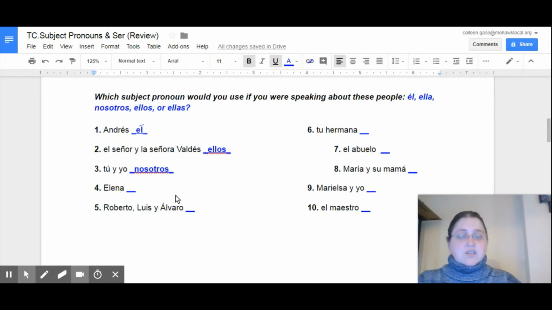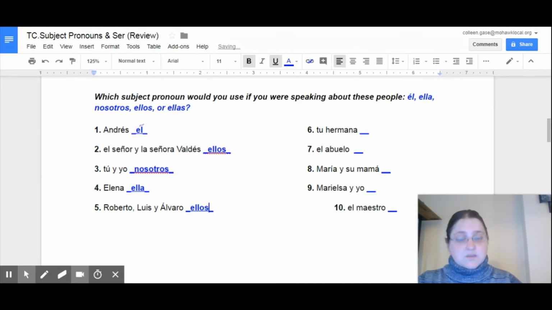Elena is a girl's name. There's just one of her, so we should be using ella. Roberto, Luis, y Álvaro. These are all boys' names. And as we just said, boys plural. There's more than one of them. We don't have yo in here anywhere, so we're going to be using ellos.